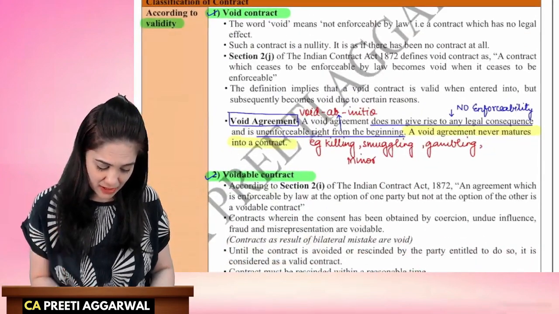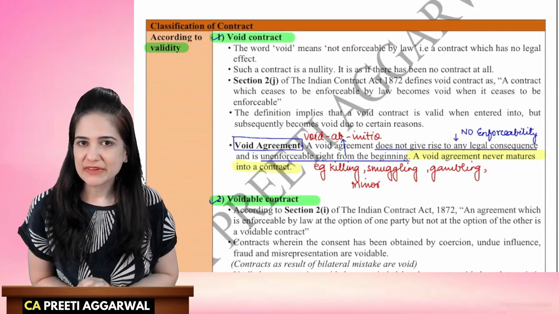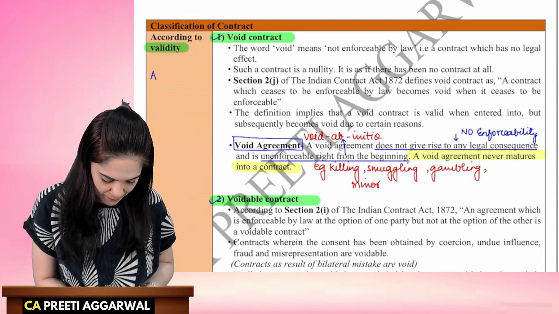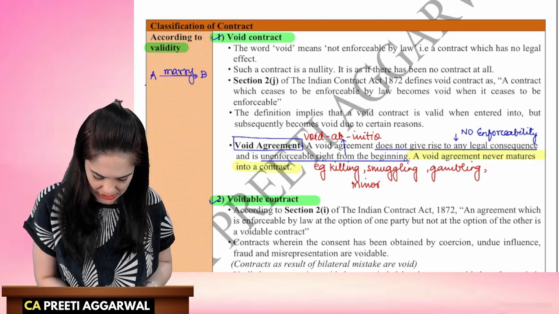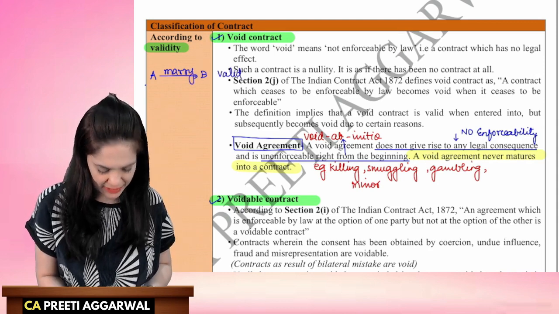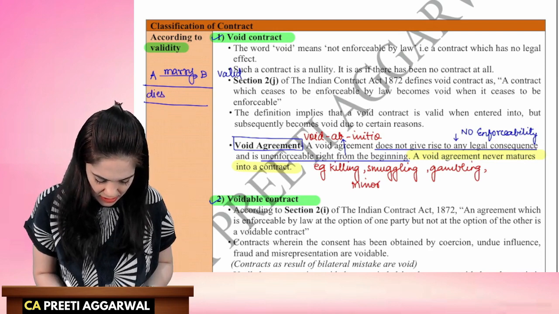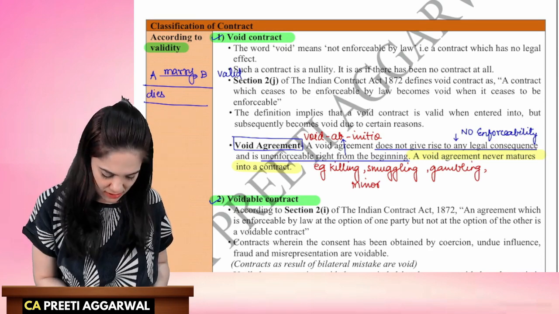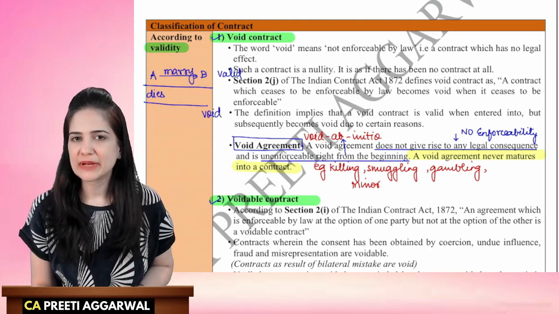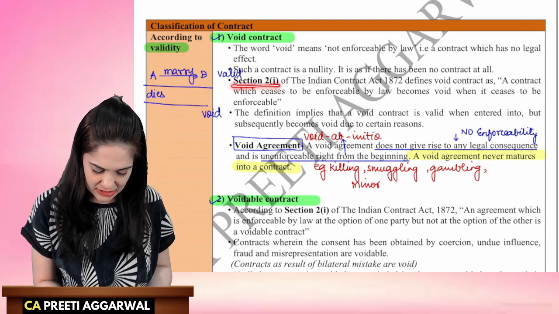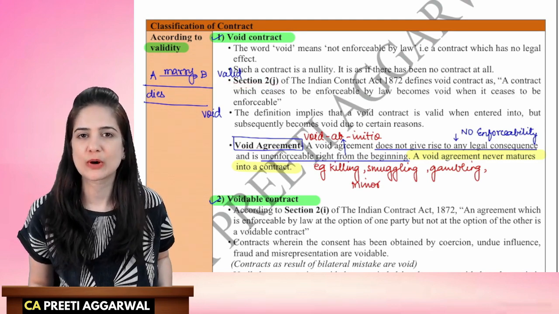Then what is the meaning of void contract? Do you remember the example we had discussed? A promises to marry B. It's a valid contract. It's a valid promise. But before marriage, A dies. Now, because of this circumstance, the contract cannot be enforced. It becomes void. Keep this example in mind, and then let us read the definition of a void contract as given in Section 2, Clause J.